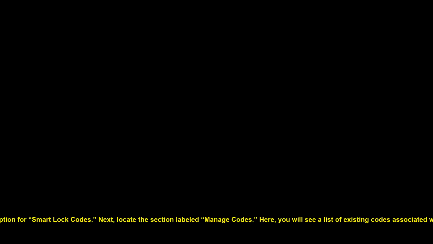Tap on the Access tab at the bottom of the screen. Choose the option for Smart Lock Codes. Next, locate the section labeled Manage Codes. Here, you will see a list. Select the code you wish to restore for your tenant.